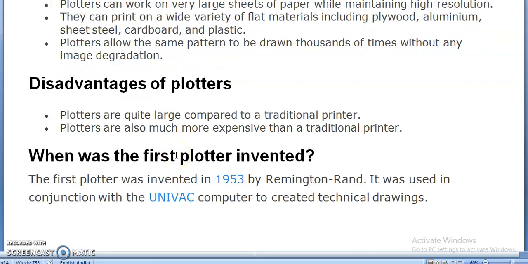And just for further information, it was first invented in 1953 by Remington Rand. It was used in conjunction with the UNIVAC computer to create technical drawings. UNIVAC is Universal Automatic Computer Technology, and they introduced these plotters.